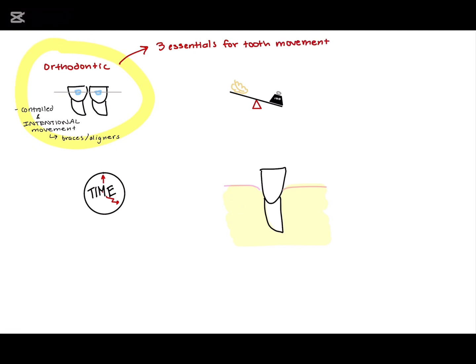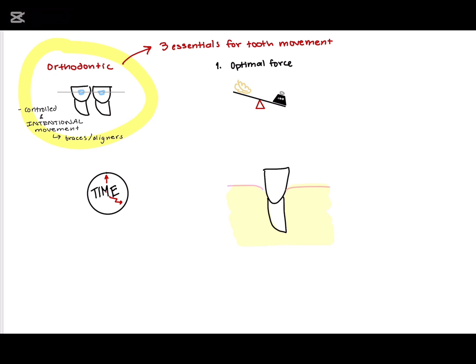There are three essentials for tooth movement. One is optimal force. Too little force won't stimulate movement. Meanwhile, too much force will cause damage and delay progress. It is because of this that we need the optimal amount of force. And the second condition is time. So we need the optimal amount of force over a sufficient amount of time. So this force has to be applied continuously over days or weeks in order to activate the biological process.